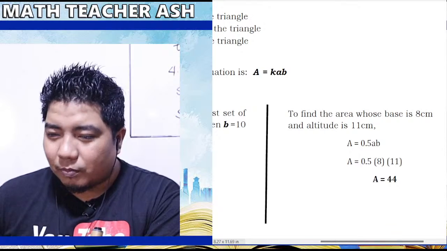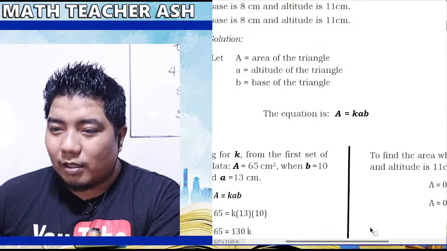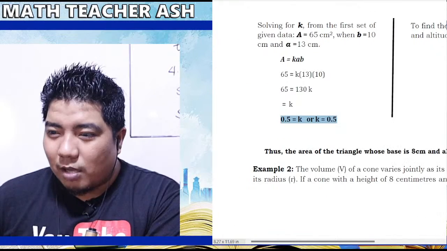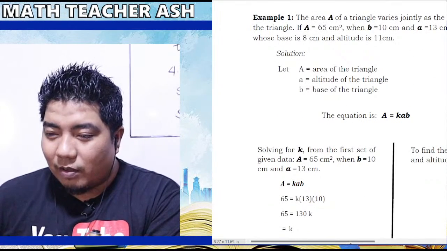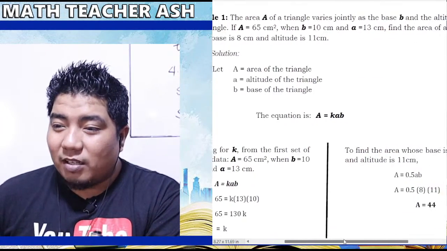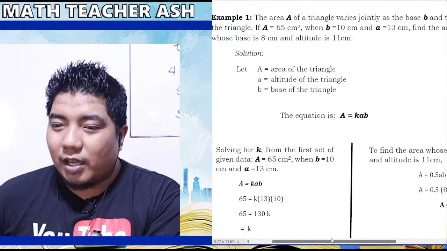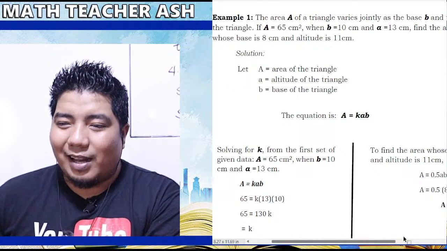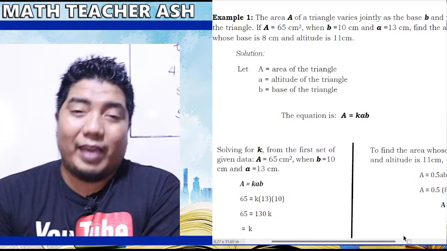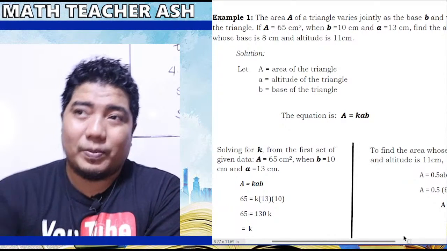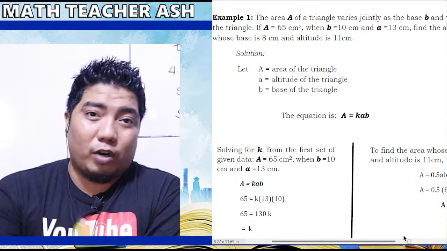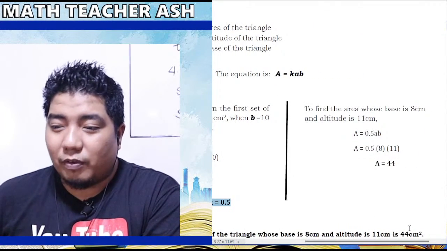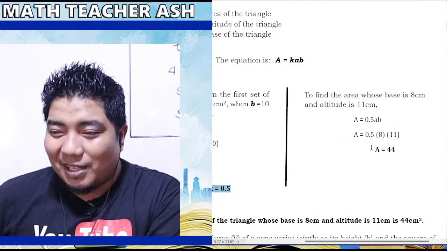Okay, ito. Ano yung second statement ng problem natin? Find the area of a triangle whose base is 8 centimeters and altitude is 11. So we have 8 and 11 here. So basically, 8 times 1/2 is 4. 4 times 11 is 44. So, the answer is 44. Okay. So, ganun lang kadali, my dear math learners.